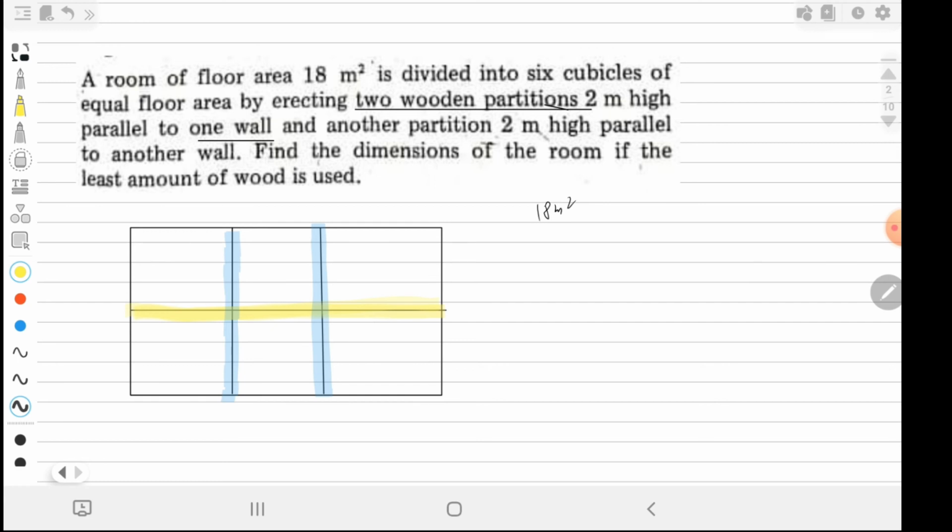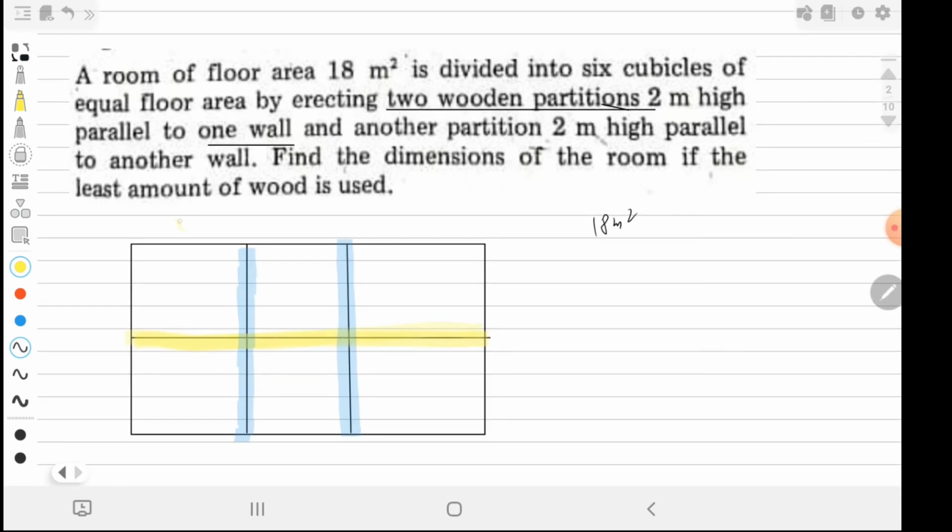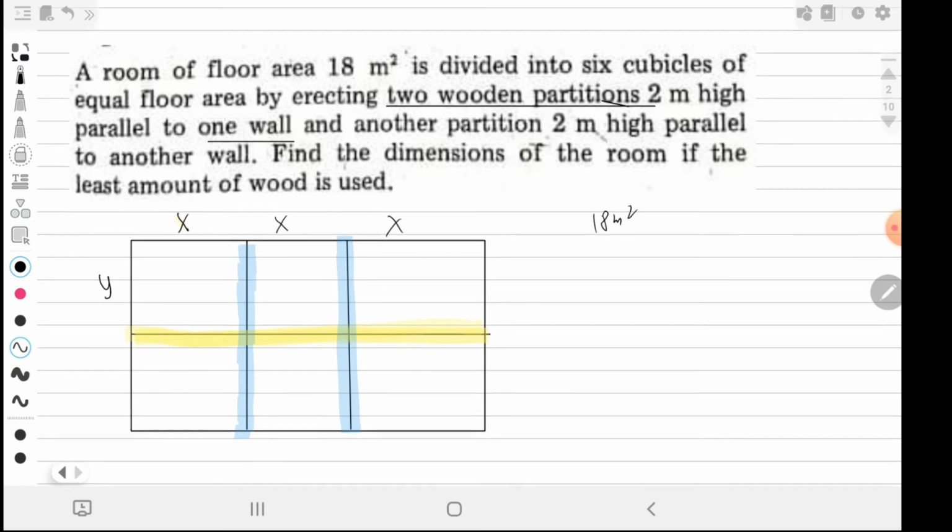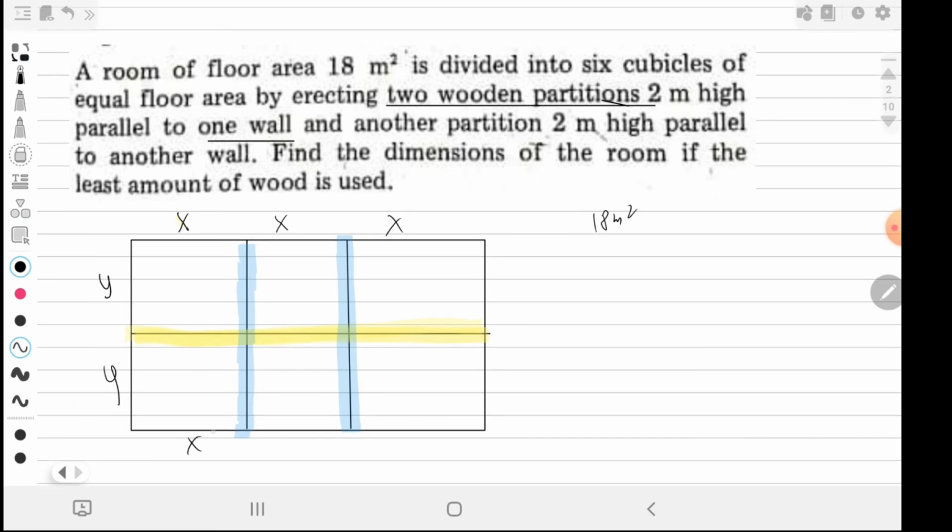From this area alone, what we can do is label the area per cubicle. So per cubicle, let's say we have our x here, x, y, so we have x, y, x. But take note, this is the outside area. What we want to get is the amount of wood, so that we save.